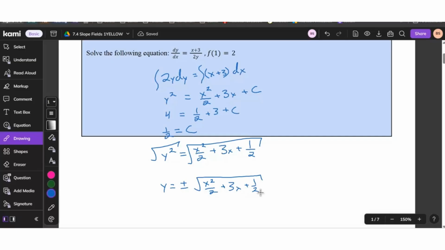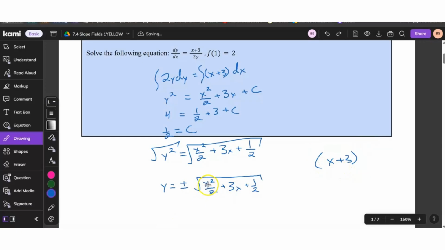We look to see if it's within the domain. Can you cancel the square root? Kind of. It has to be something like x plus 3 squared, square rooted, to cancel. So I can't cancel this.